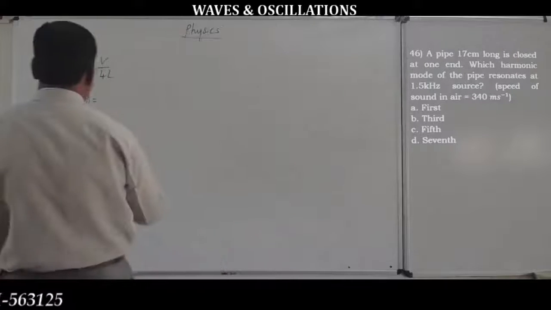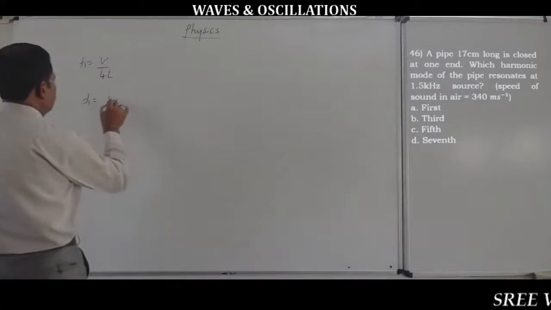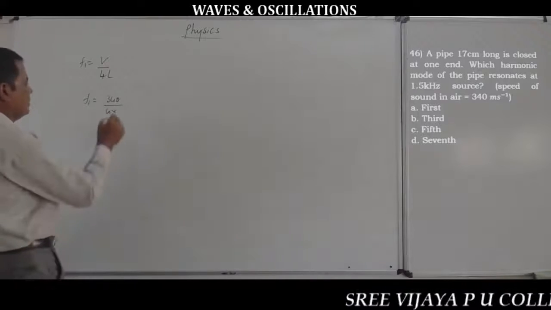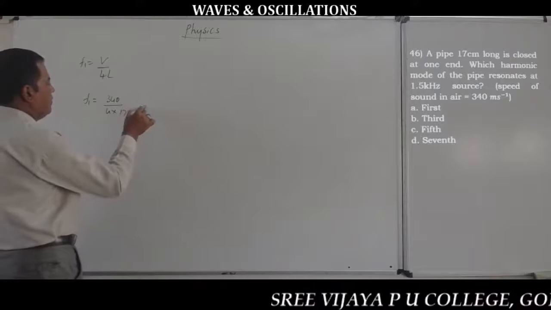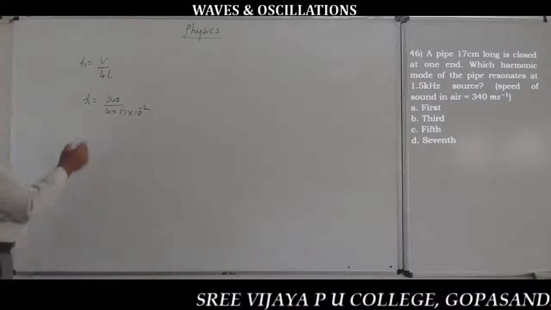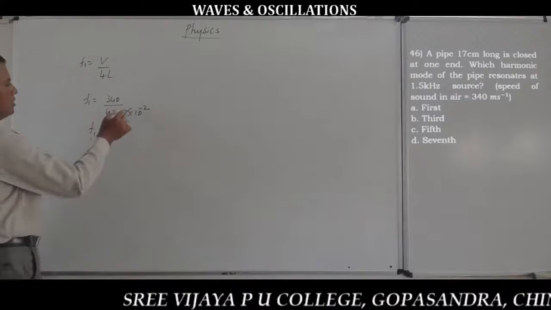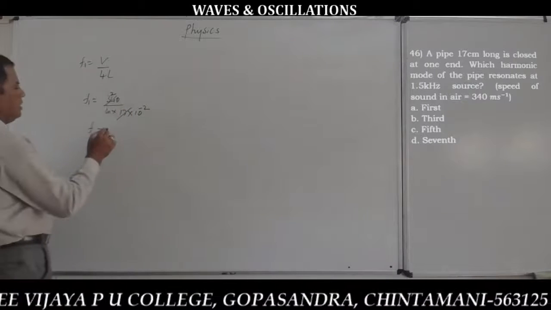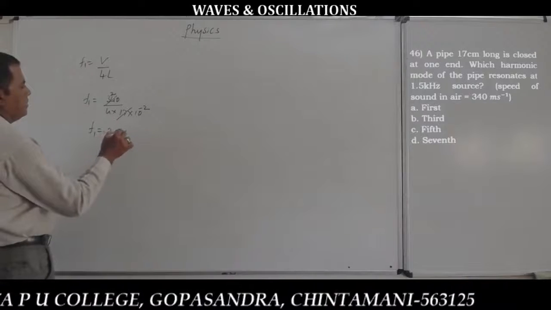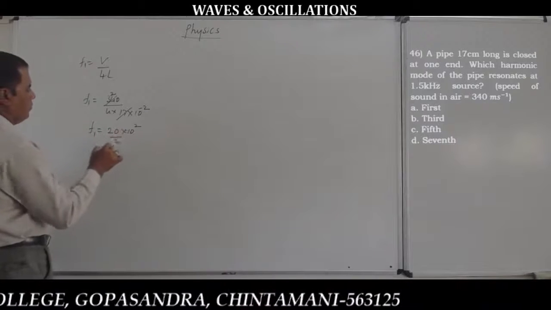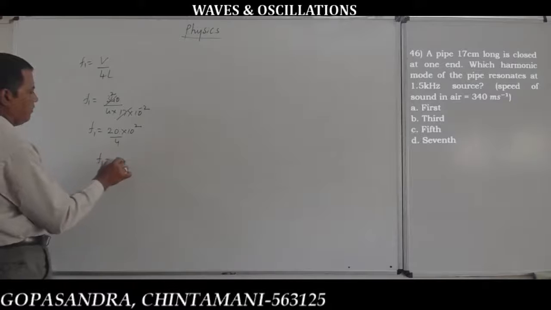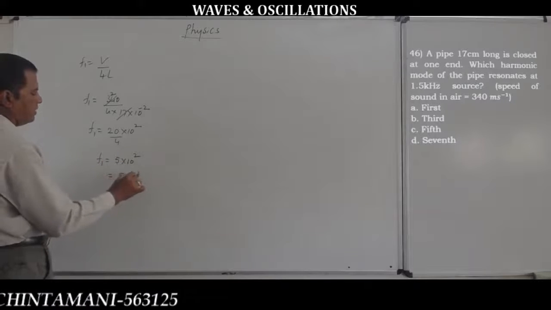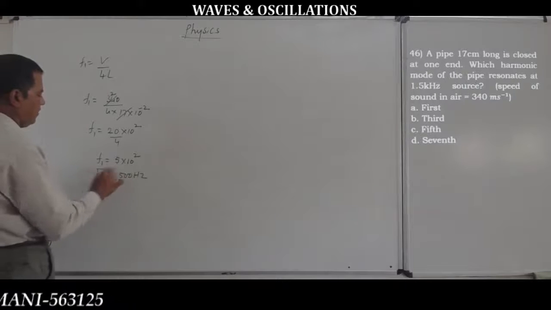F1 is equal to V, speed is given as 340, by 4 into length, which is 17 centimeter, 17 into 10 power minus 2 meters. So we get 20 into 10 power 2 by 4. 20 by 4 is 5 into 10 power 2. So therefore we get 500 hertz. This is the fundamental frequency.